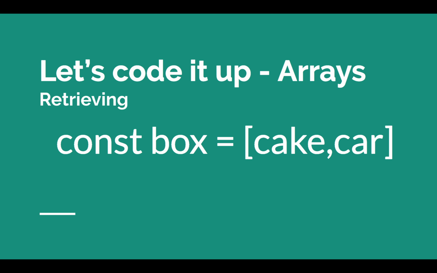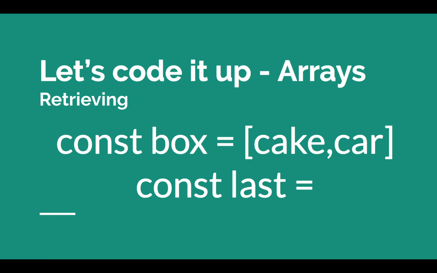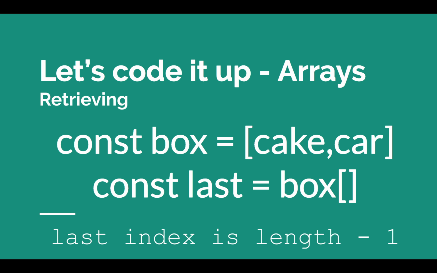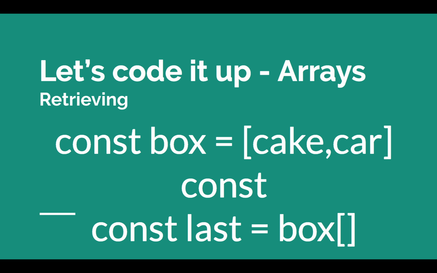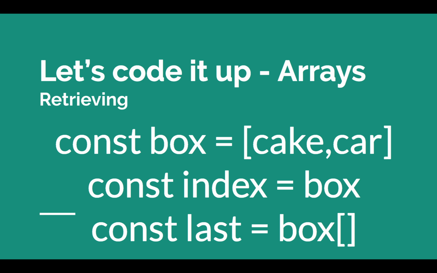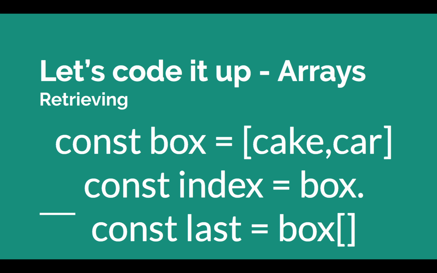Equally, we can do the last. So we can say we can take our last variable and say it's equal to box, and remember that the last index is length minus 1. So for tidiness' sake, what we can say is const index is equal to, so we're declaring a variable called index, and we're saying it is equal to the box dot.